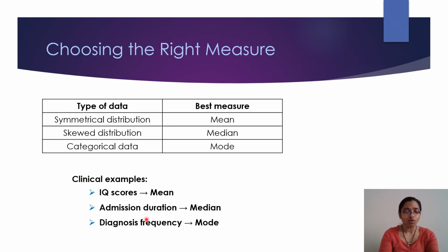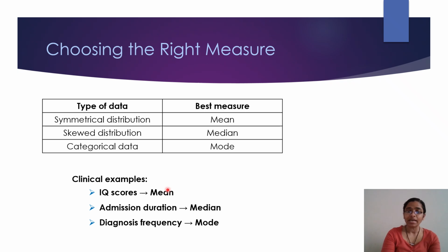Now, let's see how to choose the right measure. It is a very common exam question which asks which measure is most appropriate in this situation. You need to look at certain things in order to determine that. If the data are symmetrical and normally distributed, use the mean. For example, IQ scores have a symmetrical distribution. They are normally distributed. So the ideal measure would be the mean.